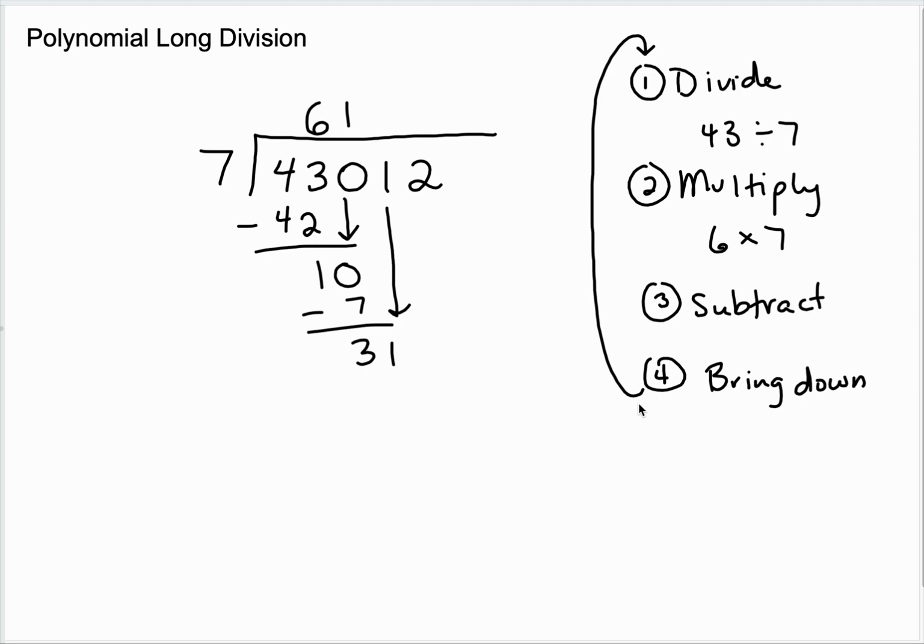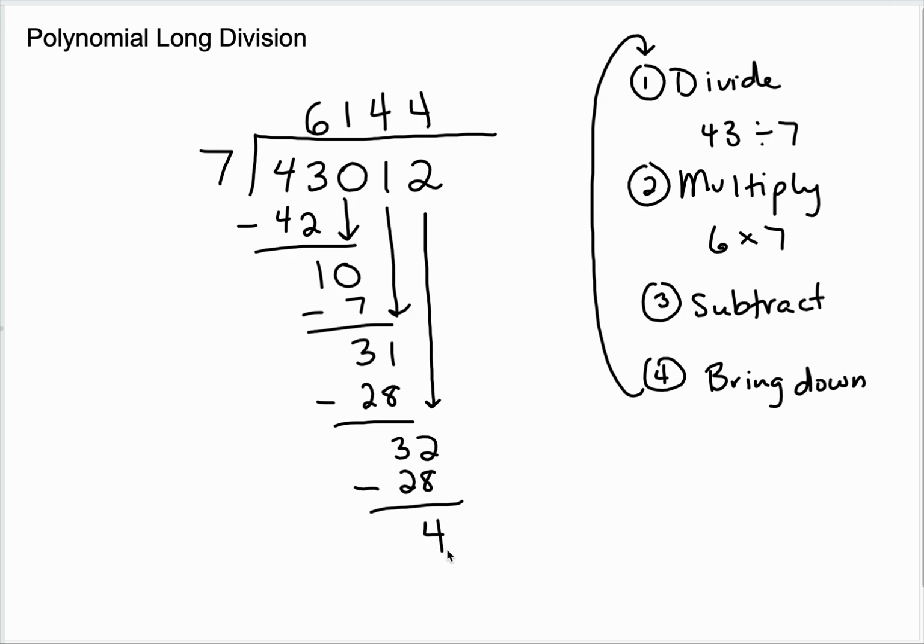So I just went through those steps another time. Go back up to the top. 7 goes into 31. How many times? Goes in 4 times. I multiply. 7 times 4 is 28. I subtract. 31 minus 28 is 3. I bring down the 2. I go back up to the top. 7 goes into 32 4 times. 4 times 7 is 28. I subtract. 32 minus 28 is 4.